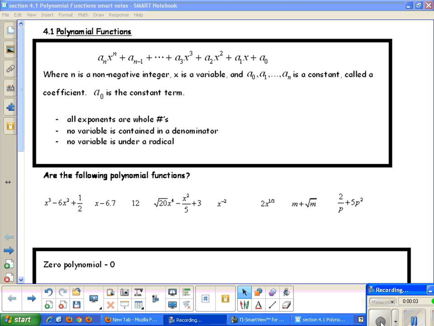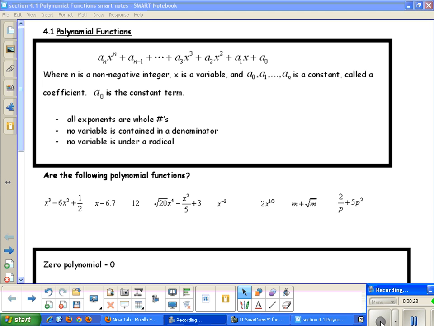Section 4.1 Polynomial Functions. Our objectives are to define a polynomial function, to divide polynomials, to apply the remainder theorem, the factor theorem, and the connections between the remainders and factors, to determine the maximum number of zeros of a polynomial function. Let's start off with our polynomial function.